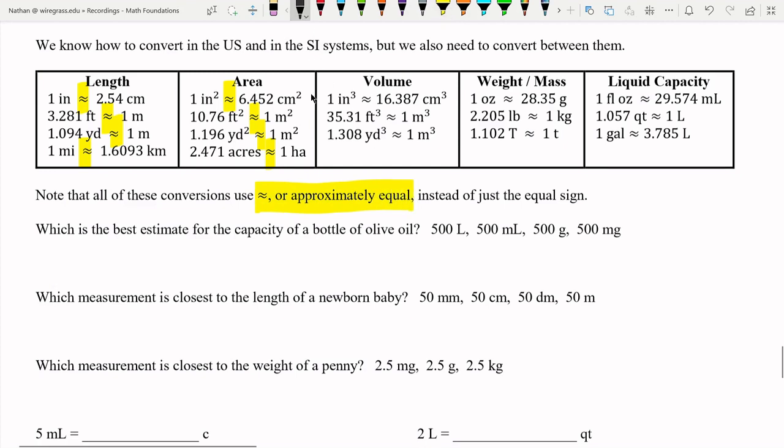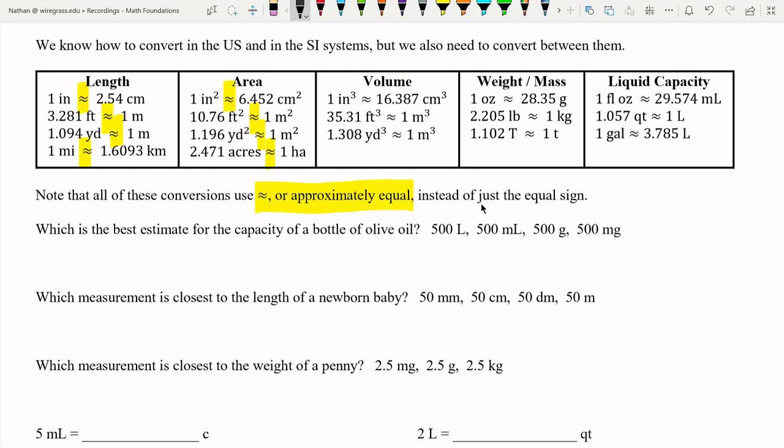It's not going to be exactly equal to. They're always going to be approximately equal to. So that's what you should be using in your conversions. But as long as you're stating what you're rounding to, you can use the equal sign. So to talk about comparisons, since in the US we're more used to the US system, we can use some best estimates for different quantities here and talk about how they compare.